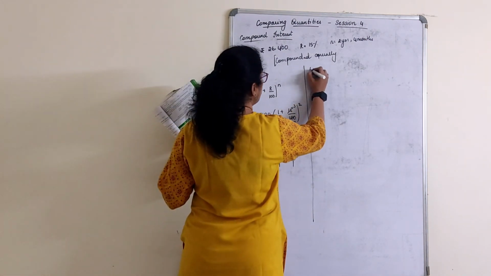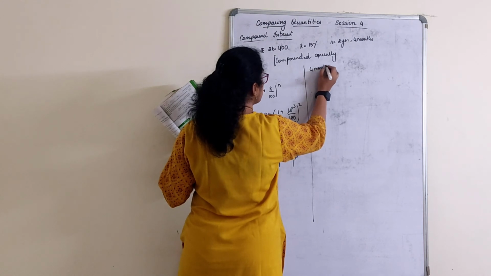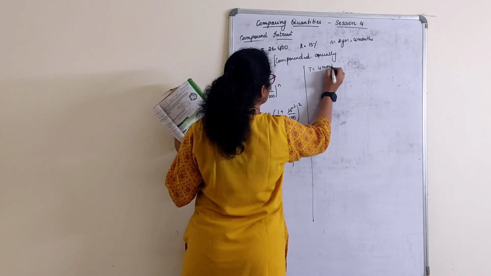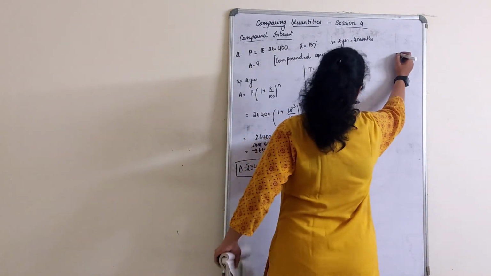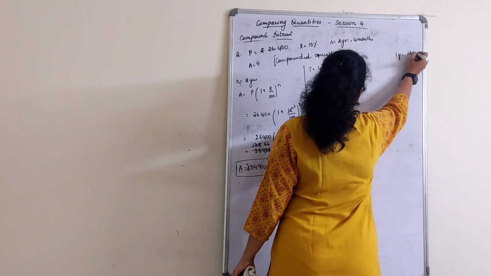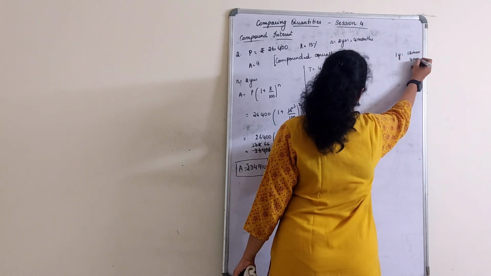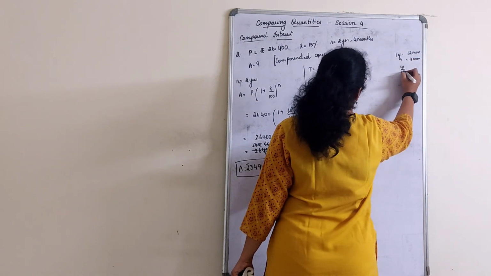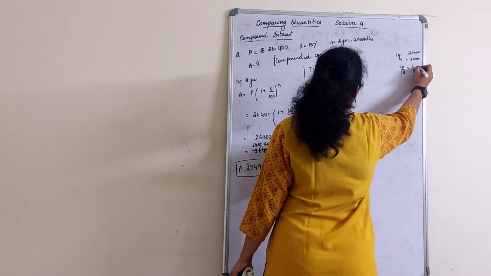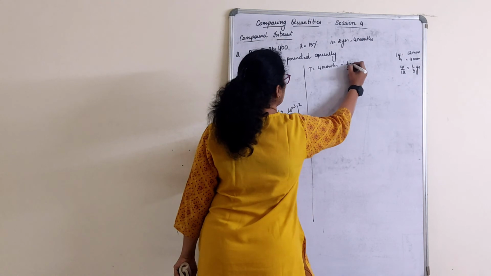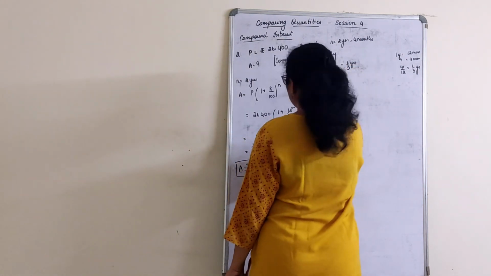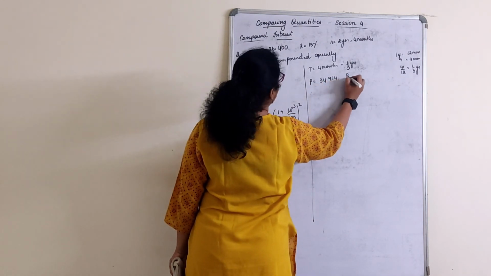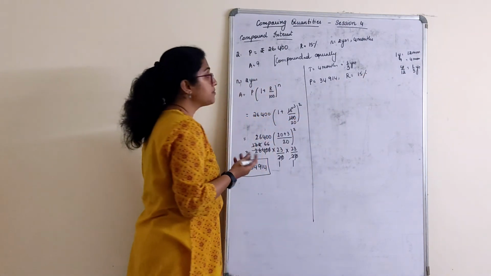Now at the end of 4 months, right? So time is equal to 4 months. 1 year is equal to 12 months. 4 months is equal to 4 by 12, that is equal to 1 by 3 years. I just write here 1 by 3 years. What is the principal? Principal amount is now 34,914 at the rate of interest 15%. Find simple interest.